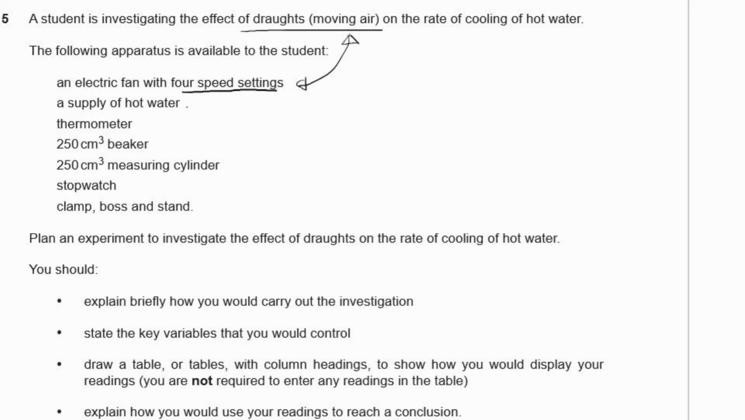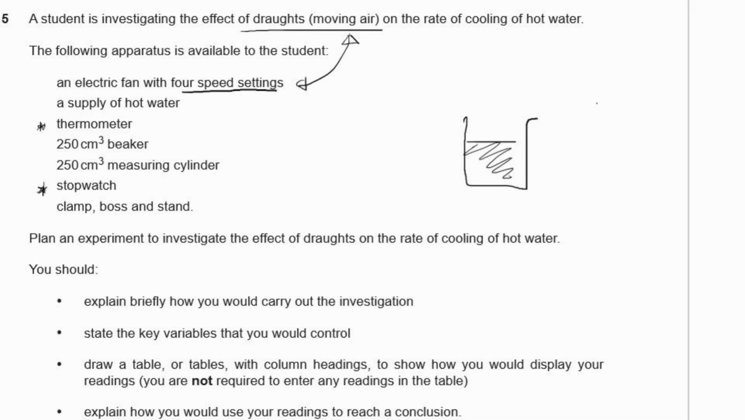Supply of hot water, good. Thermometer, always very important. Beaker, measuring cylinder, stopwatch, again very important. So what I'll do is I'll do this for a fixed period of time. Clamp, boss and stand. Not sure if they're necessary for that one. What I'm thinking at the moment, because I have to investigate the effect of drafts on the rate of cooling of hot water, is that we're going to have some hot water in a beaker. Of course that's going to be hot.